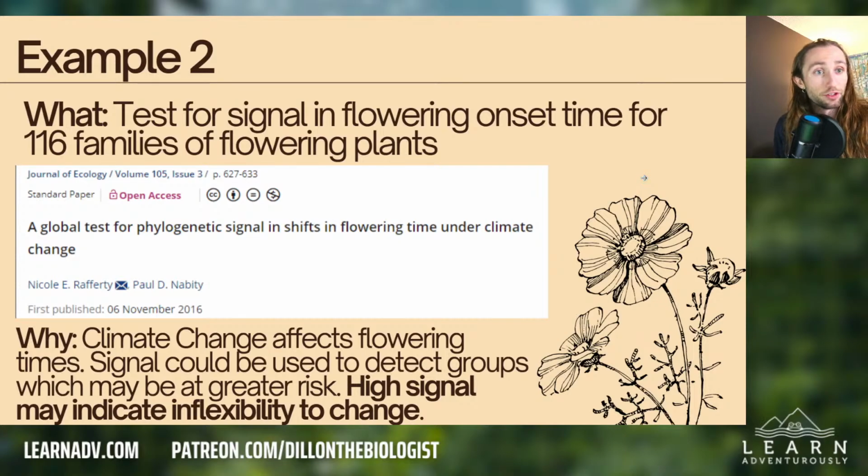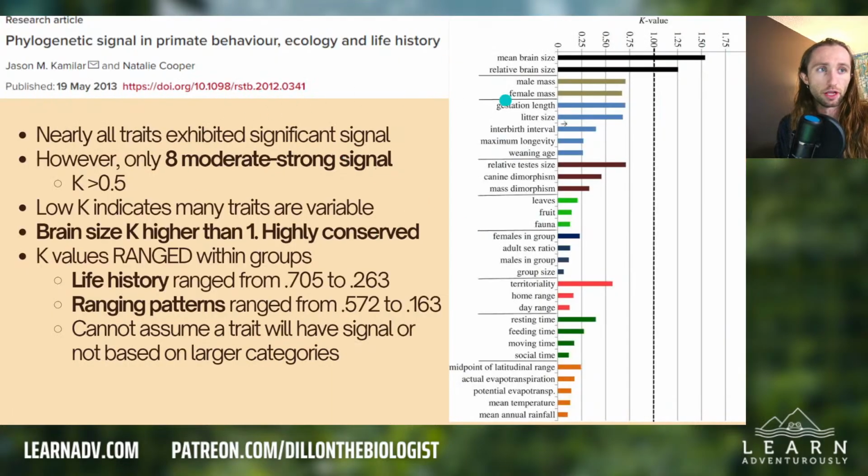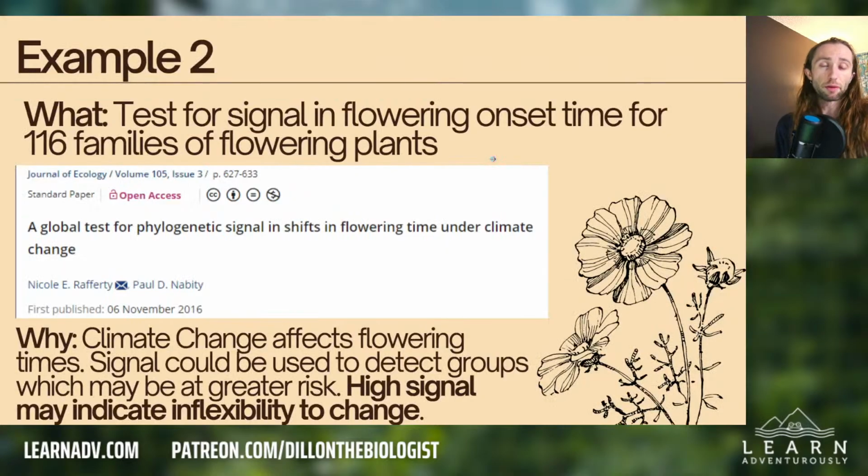But I want to move on to example number 2. So again, if you really want to examine the information and really try to understand signal, I'd highly recommend this paper. It just does such a phenomenal overview. This will be linked as well. Now, example number 2 is a great use case, okay? What they're doing is they're testing for signal in the flowering onset times for 116 families of flowering plants.